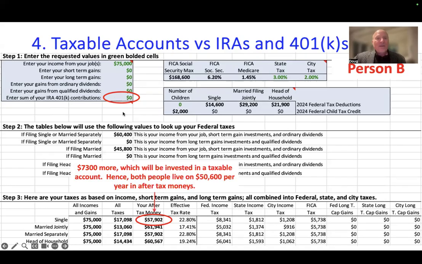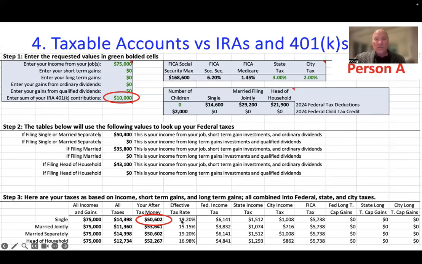but they are still investing $10,000. Here's person B. Person B says, no, thank you. I don't want the 401k from the company. I'm just going to do $75,000. I'm not going to take the company match. They have $57,900 in after-tax money. They are in a higher tax rate, 22, 23%, compared to the person who is contributing to their 401k. They're at 19%. That ends up being 50,600 for person A, still investing 10 grand.